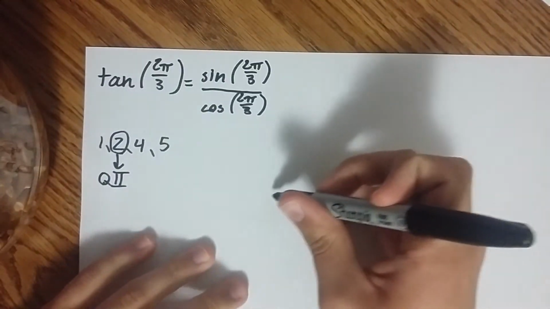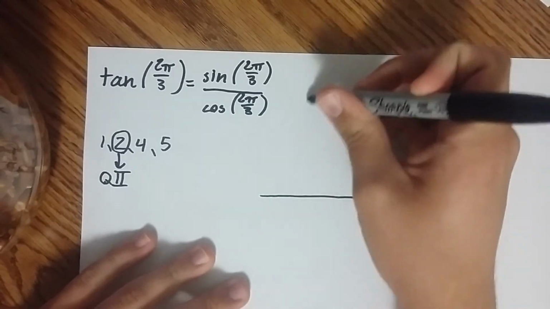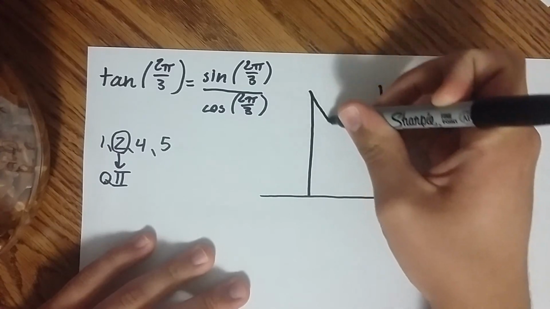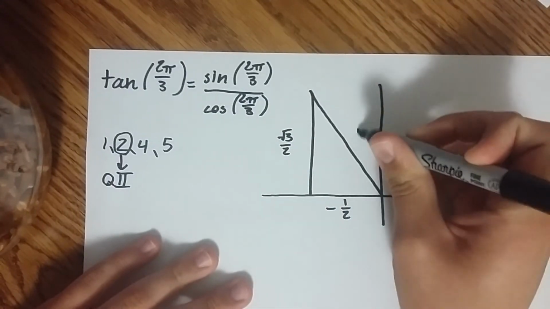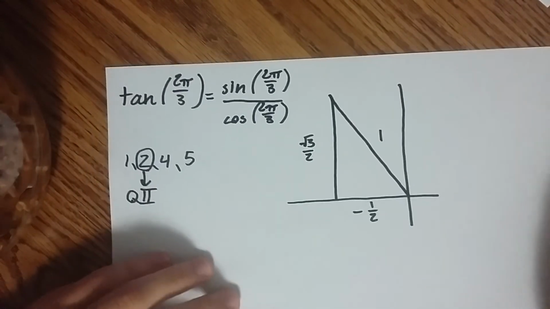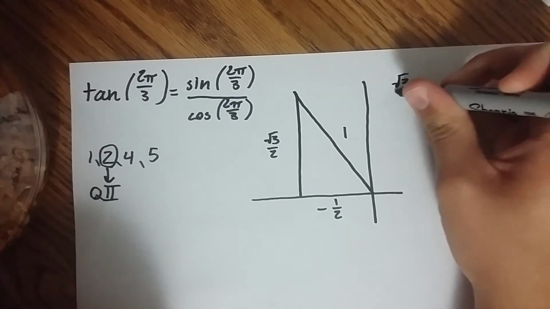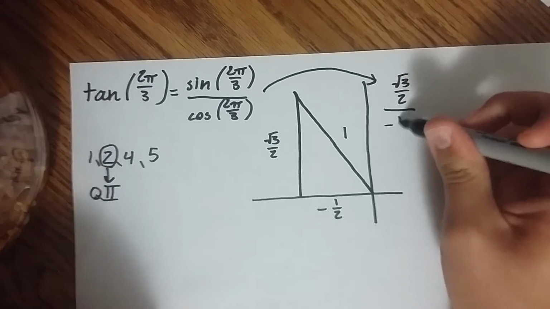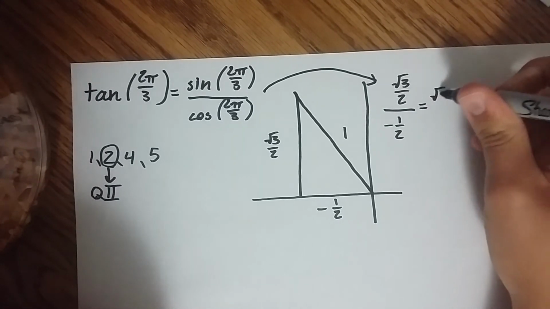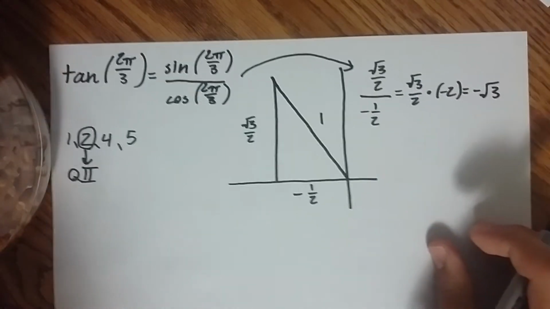And now we draw our picture. Since we have a 3 in the denominator, the short side is on the x-axis. Negative half, square root of 3 over 2, 1. Okay, so sine of 2 pi over 3 is equal to the square root of 3 over 2. And cosine of 2 pi over 3 is equal to negative half. And you would just simplify. So our answer would be the negative square root of 3.